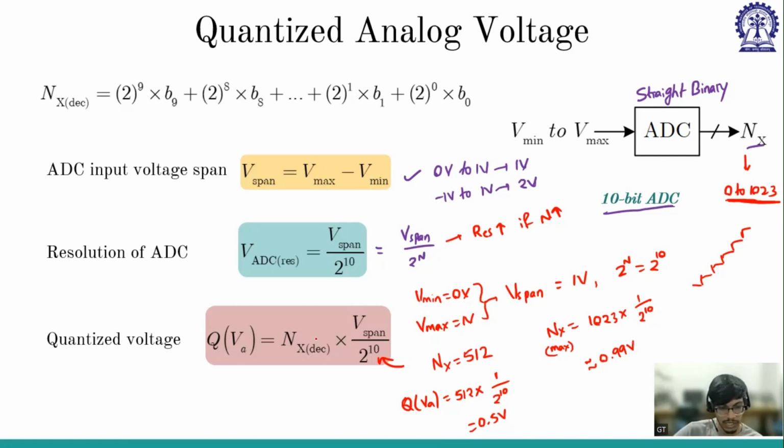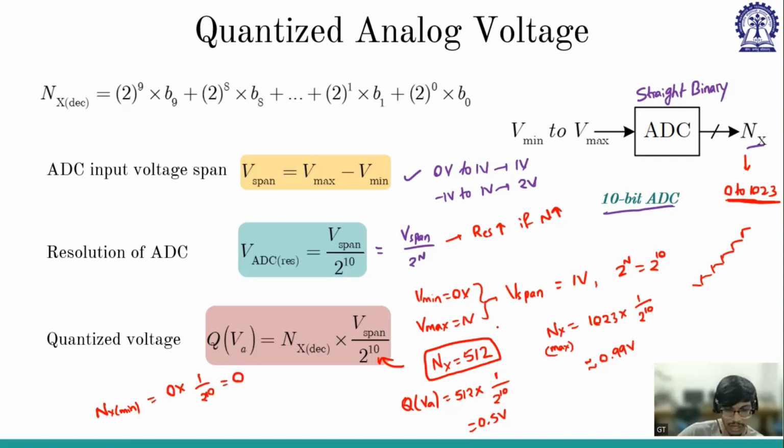So I'll put this here and say 512 means the voltage is 0.5. So this is the real voltage, to our volt, and this NX is 512 to the FPGA. So this is the digital number. This is the quantized voltage, analog voltage. So I'm checking, NX minimum will be how much? NX minimum will be 0 into 1 by 2 to the power 10.